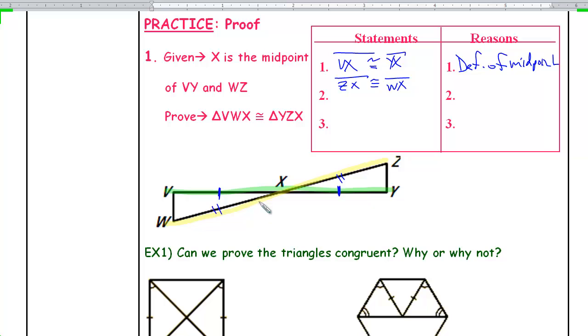Now, what do we know? Well, I know that this angle here and this angle are vertical angles. So we'll say angle. I'm going to use 3 points to name it this time instead of just saying angle X, because angle X is unclear. I could be speaking of this side, I could be speaking of this side. So I'm going to say angle VXW is congruent to angle. So I went VXW, so I'm going to go YXZ. And why? Because these are vertical angles.